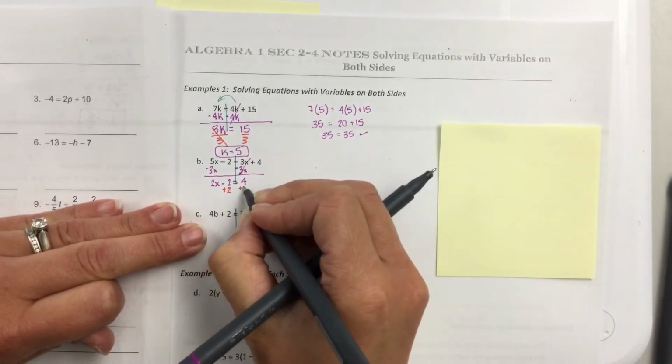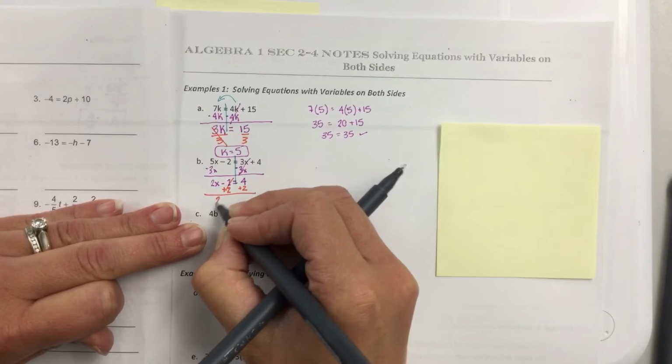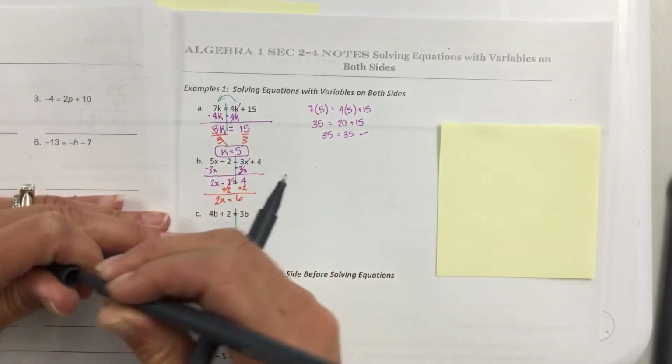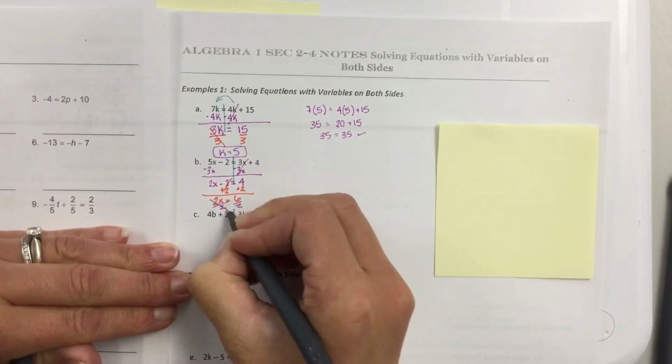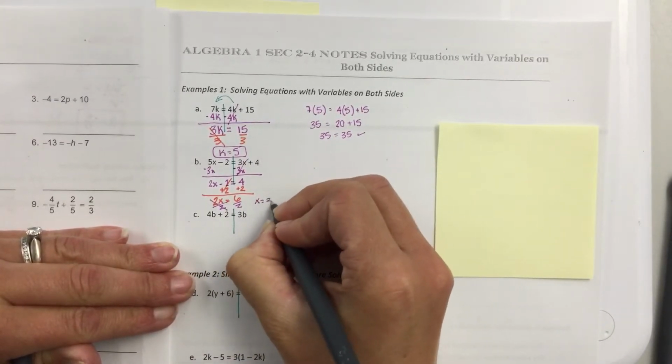Then I add 2 to both sides, and this is just like your two-step equations. Divide by 2, divide by 2, x equals 3.